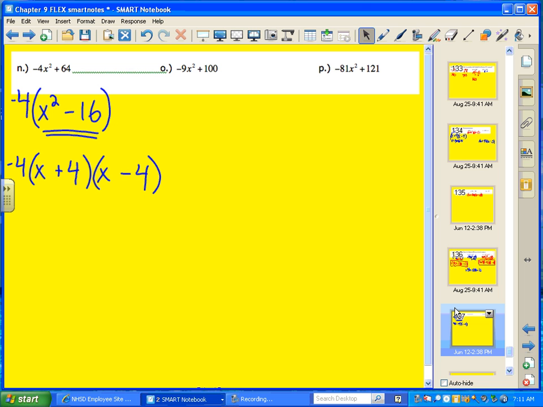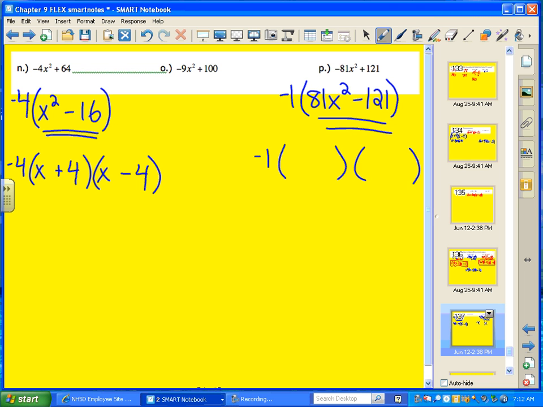Let's do letter P. Okay, letter P, negative 81x squared plus 121. Very similar to letter N because there's a plus on this one. So the greatest common factor you can take out is a negative 1. If we take out a negative 1, we are left in parentheses with 81x squared minus 121. We now have inside parentheses a binomial. It represents difference of perfect squares because they're both perfect squares, and it's a subtraction problem.